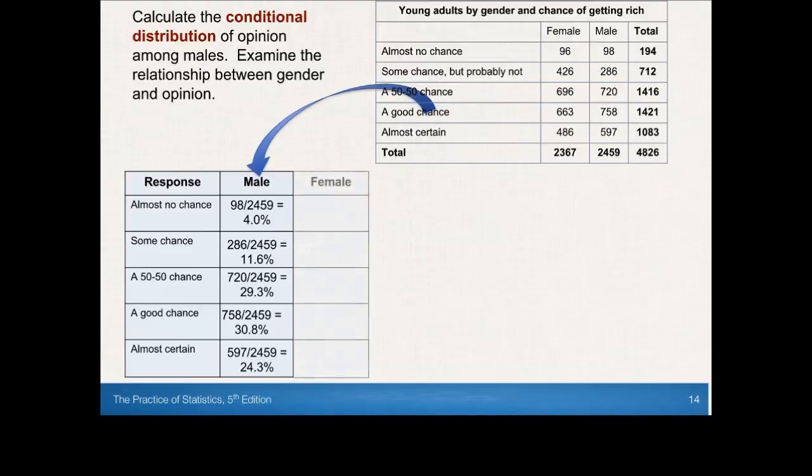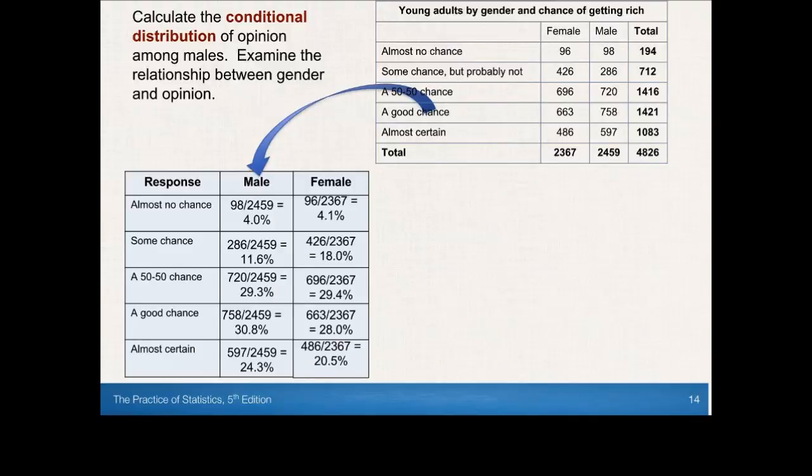So what we have to do is the same thing for the females. So go ahead and pause the video and do that. All right, so you should have got 4.1%, 18%, 29.4%, 28.8%, and 20.5%.